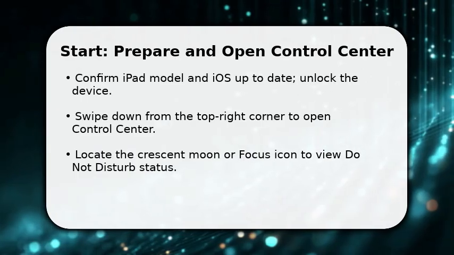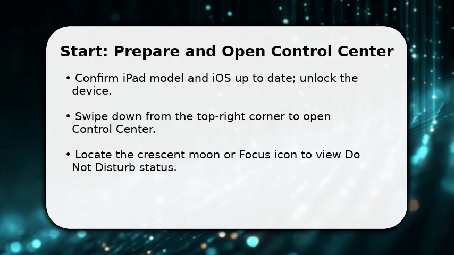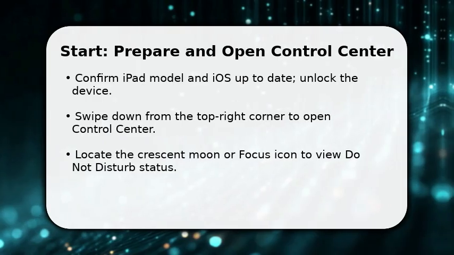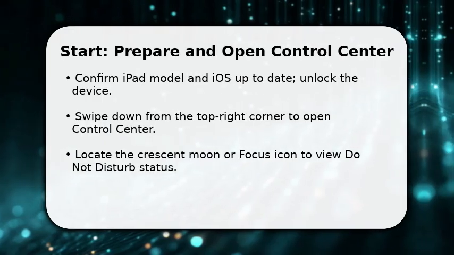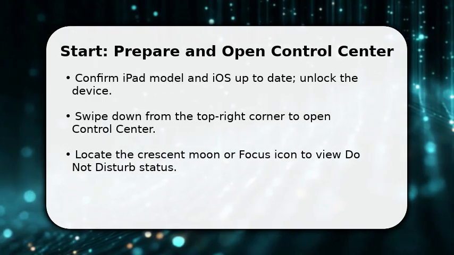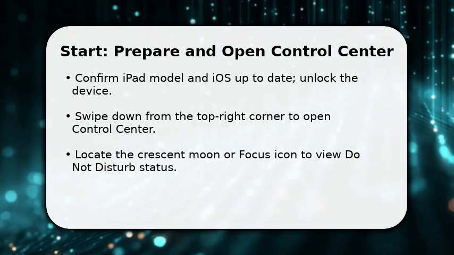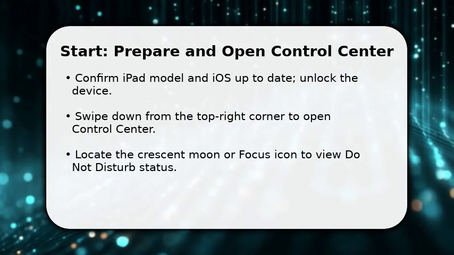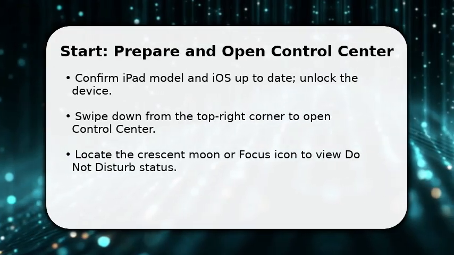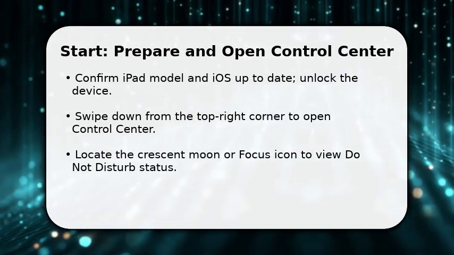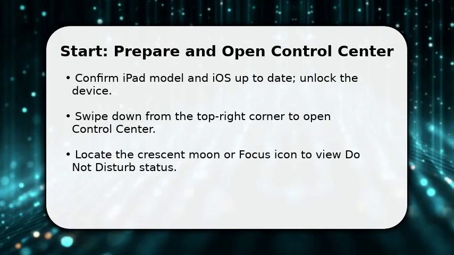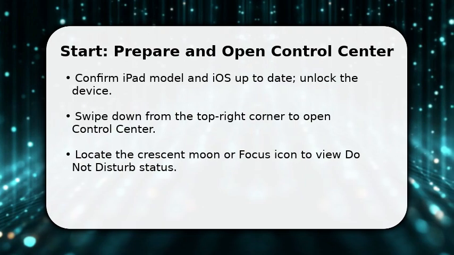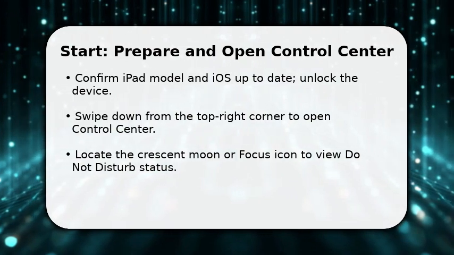You begin by making sure the iPad is unlocked and updated, because settings behave predictably when current. Once ready, swipe down from the top right corner to open Control Center. You want to see the crescent moon or focus icon. Tap that icon to reveal Do Not Disturb options. This is the fastest route to toggle notifications. Make sure you watch the icon change state. Doing it here avoids digging through menus and immediately tells you whether notifications will return.